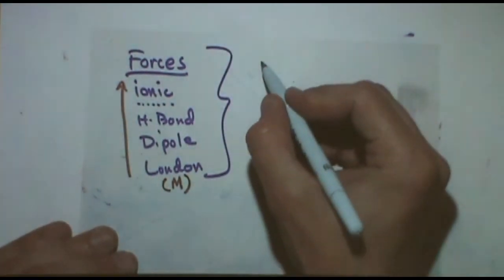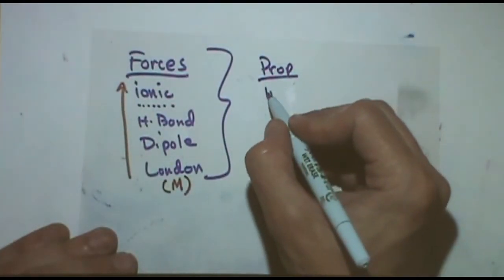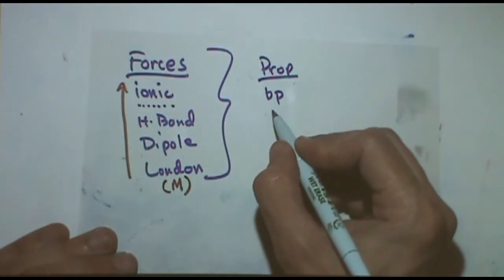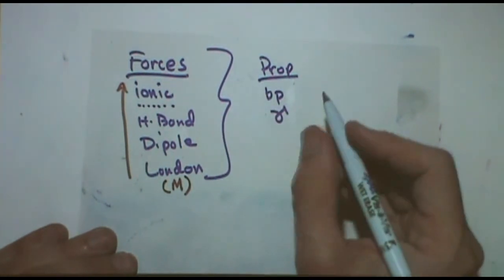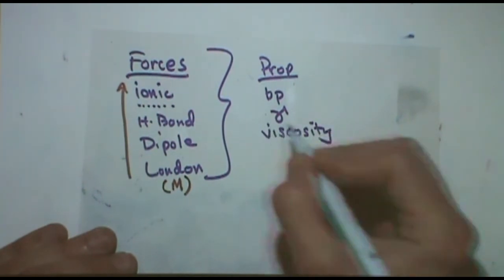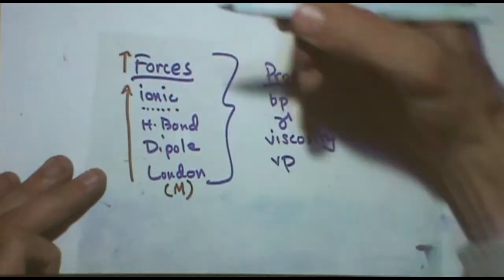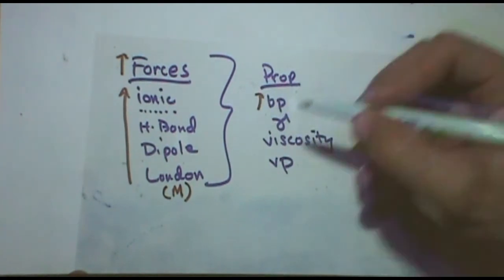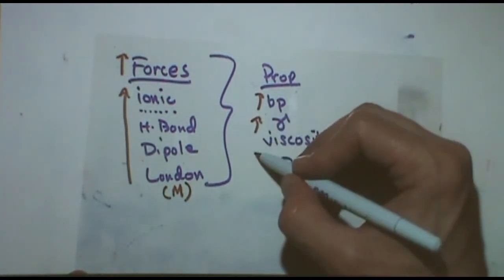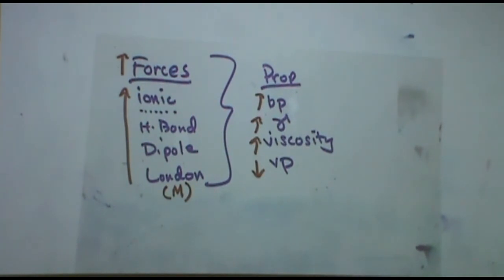All right, this is put in combination with properties. I'll just put prop. Okay, the boiling point. Gamma is surface tension, viscosity, and Vp is the vapor pressure. As the force increases, the boiling point increases, the surface tension increases, the viscosity increases, and the vapor pressure decreases. Okay?